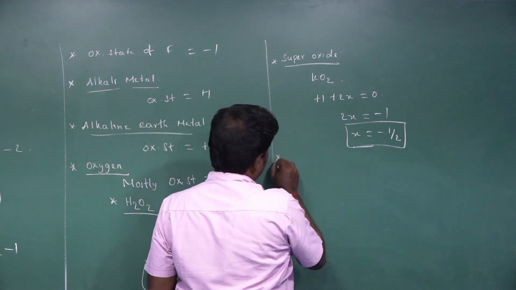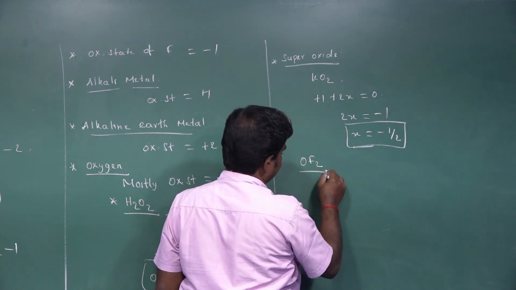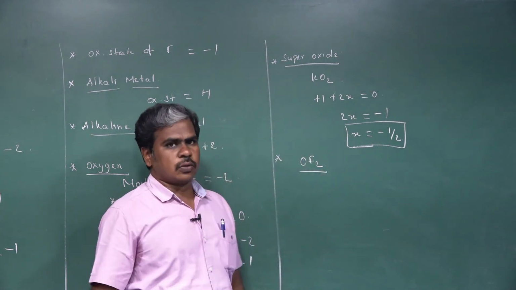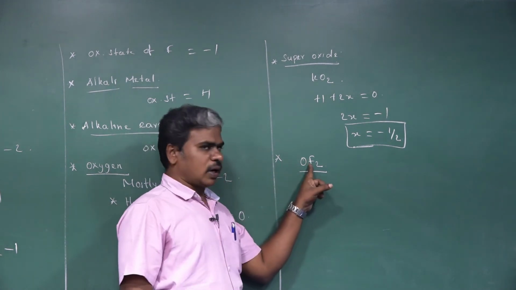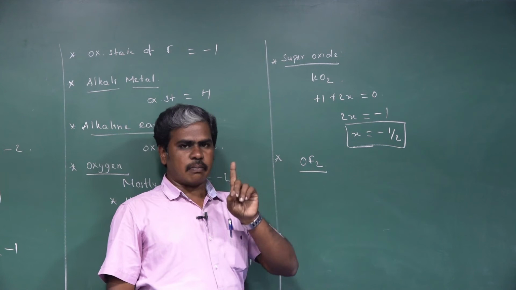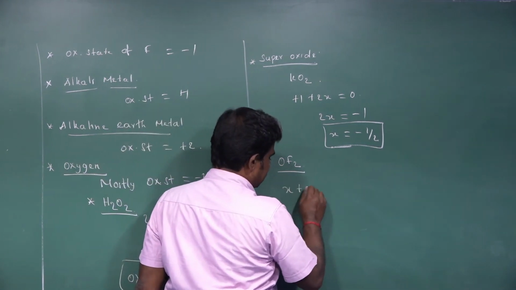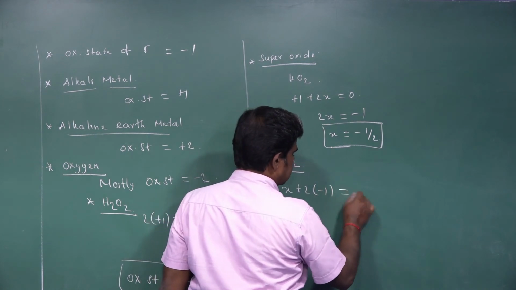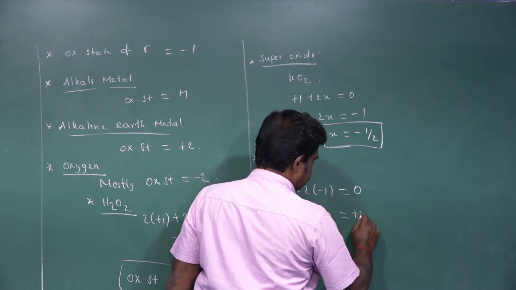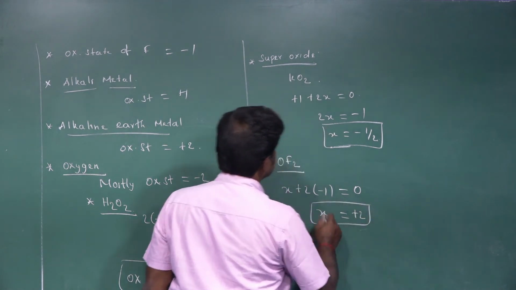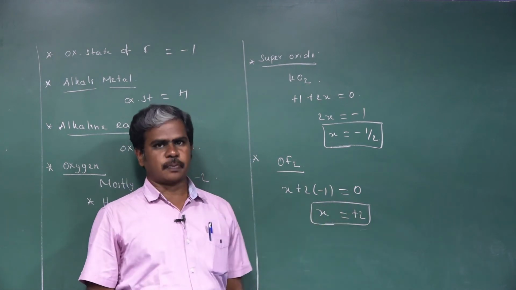Then with fluorine, we are taking OF2. In the compound OF2, what is the oxidation state of oxygen? You know that fluorine is always in the -1 oxidation state. Now x plus 2 into -1 is equal to 0. So x is equal to +2. So the oxidation state of oxygen in OF2 is +2.